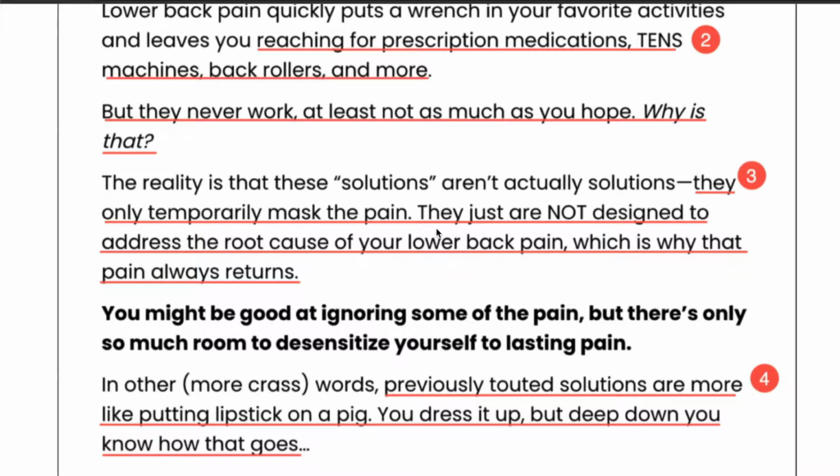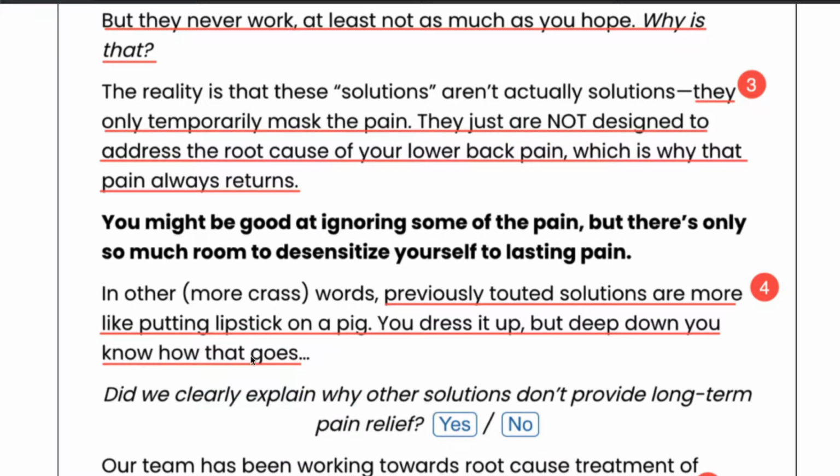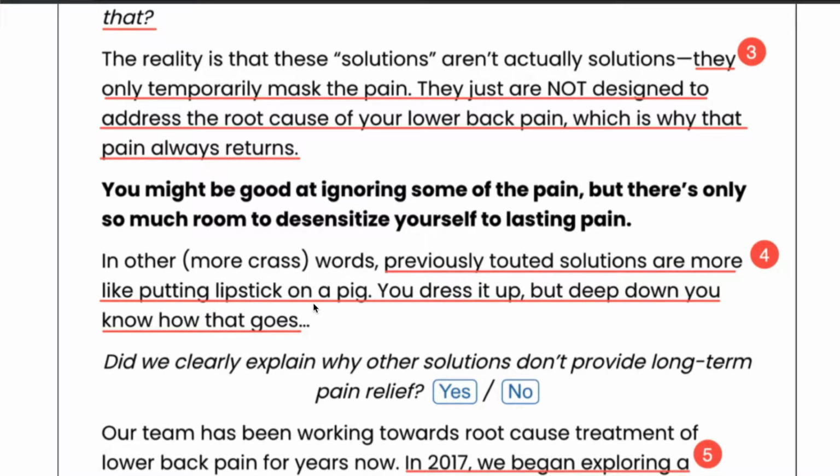which is something that most people with back pain relate to. And these people are not looking for that. So we're just saying that those products are not designed to address the root cause of your lower back pain, which is why that pain always returns. So again, just drawing a contrast from how we do it. And again, over here, we're dramatizing that point by saying previously touted solutions are more like putting lipstick on a pig. You dress it up, but deep down, you know how that goes. So again, just further dramatizing that point. That's our biggest enemy, is the fact that the pain keeps on coming back.